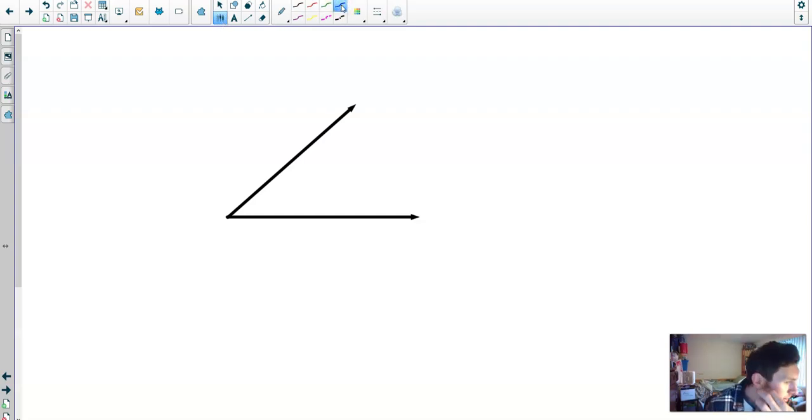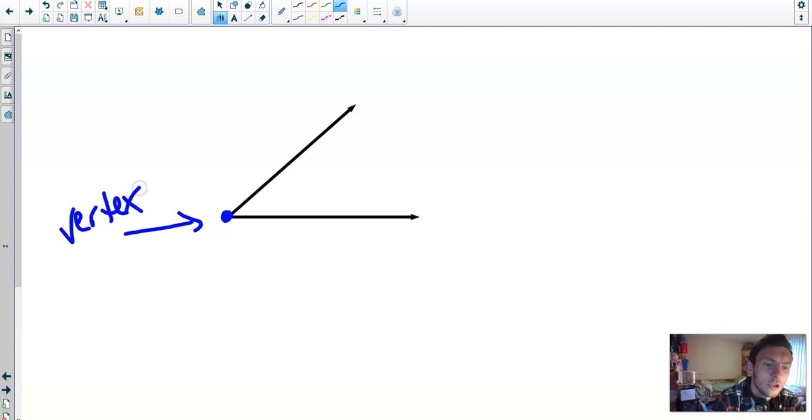So an angle occurs when two lines meet. So they meet at this point. This point is called the vertex. You'll hear us use that word a lot. That's a vertex, and usually we label it with a letter. So this is like A. But that's a vertex, and when two lines meet at a vertex, they form an angle. The angle is the space in between the two lines.